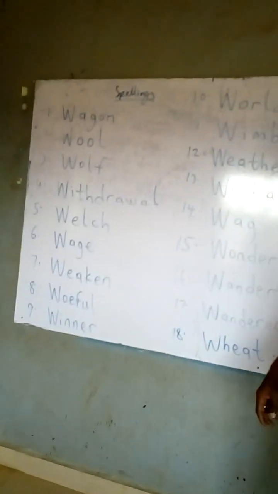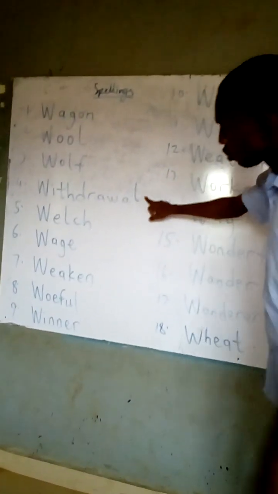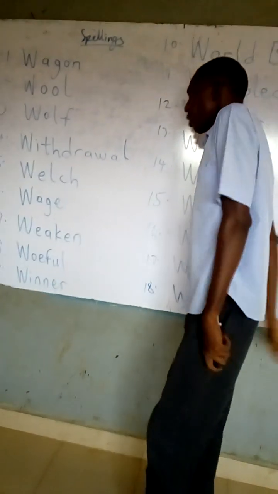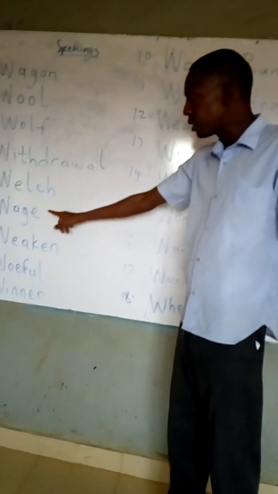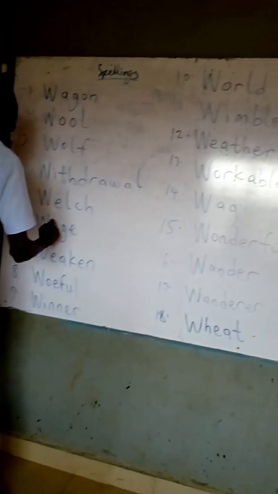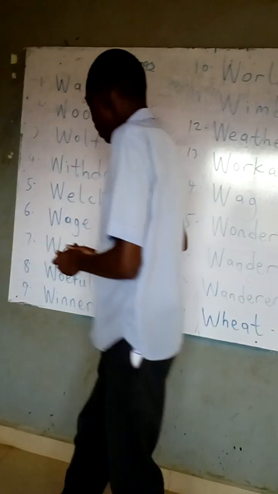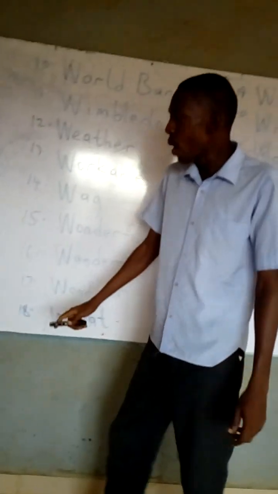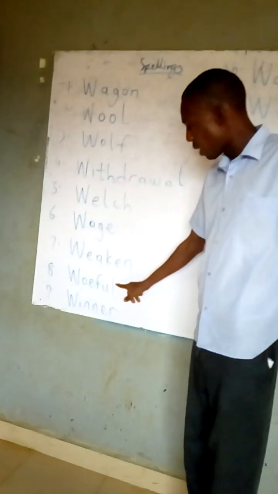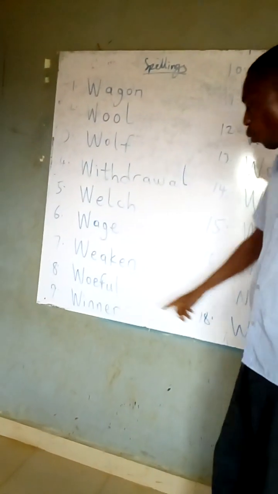The fourth word is withdrawer. The fifth word is Welsh. The sixth word is wage. This letter A. Now, the next one is weeping. The next one is wolf. The ninth one is winner.